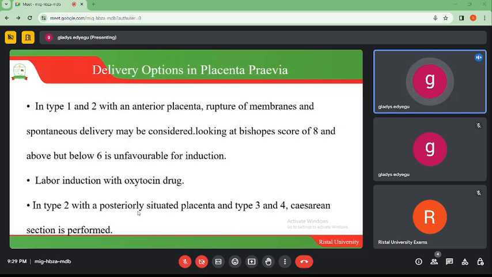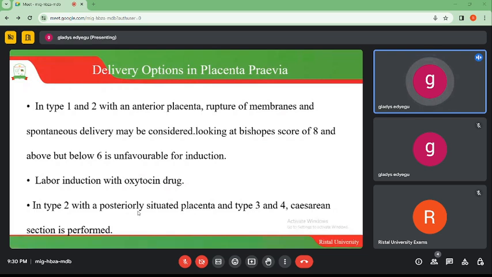So delivery options in placenta previa. In type 1, having mentioned before, I'm trying to explain this in these slides. Type 1 and 2 with an anterior placenta. Anterior meaning the placenta is at the upper part of the lower segment. You should rupture the membranes and spontaneous delivery may be considered, looking at the Bishop's score of 8 and above, but below 6 is unfavorable for induction.